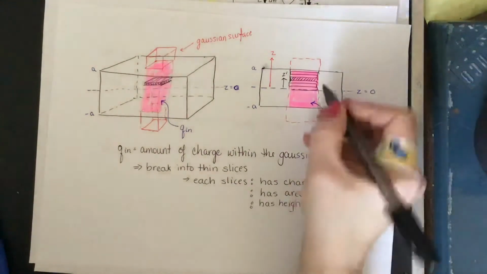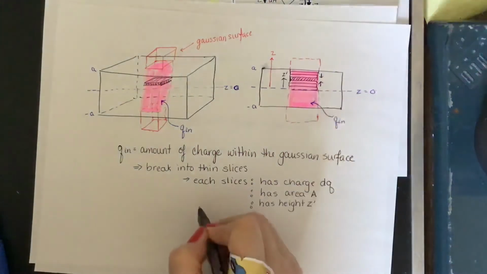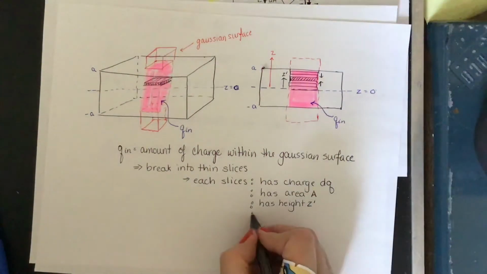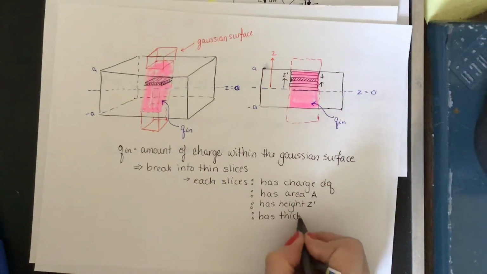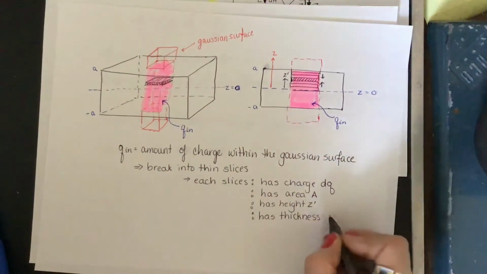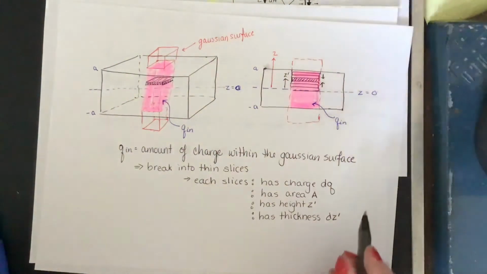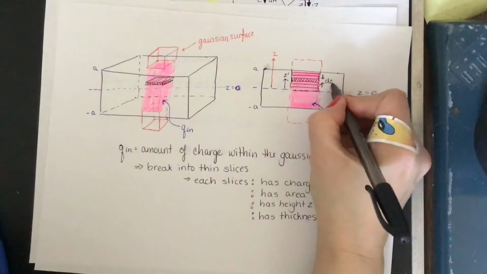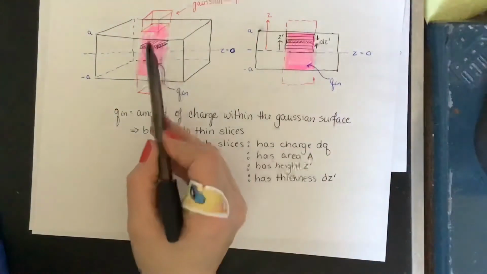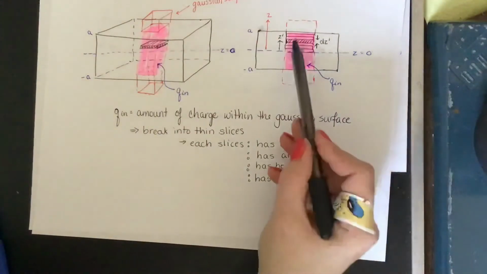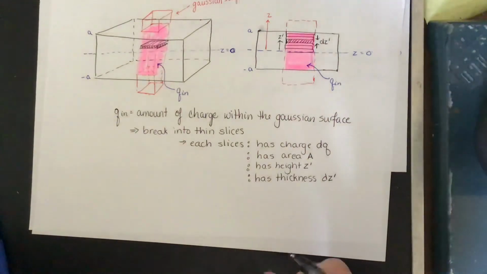The thickness of each slice is from here to here. The thickness is a little bit in the vertical direction. Since it's a little bit in the vertical direction, we'll say it's d times z primed for the thickness. So that's that amount right there, dz primed. Okay, so the total charge on that slice is dq. It has an area A, it has a height or a vertical position of z primed, and a thickness of dz primed. What can we do with this? What can we figure out?